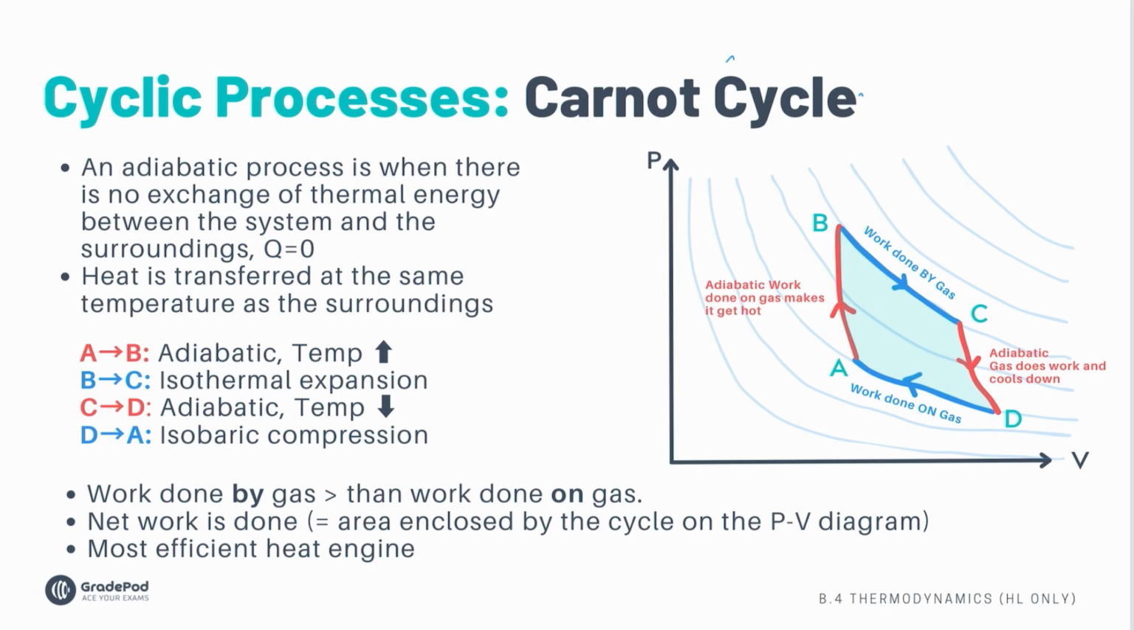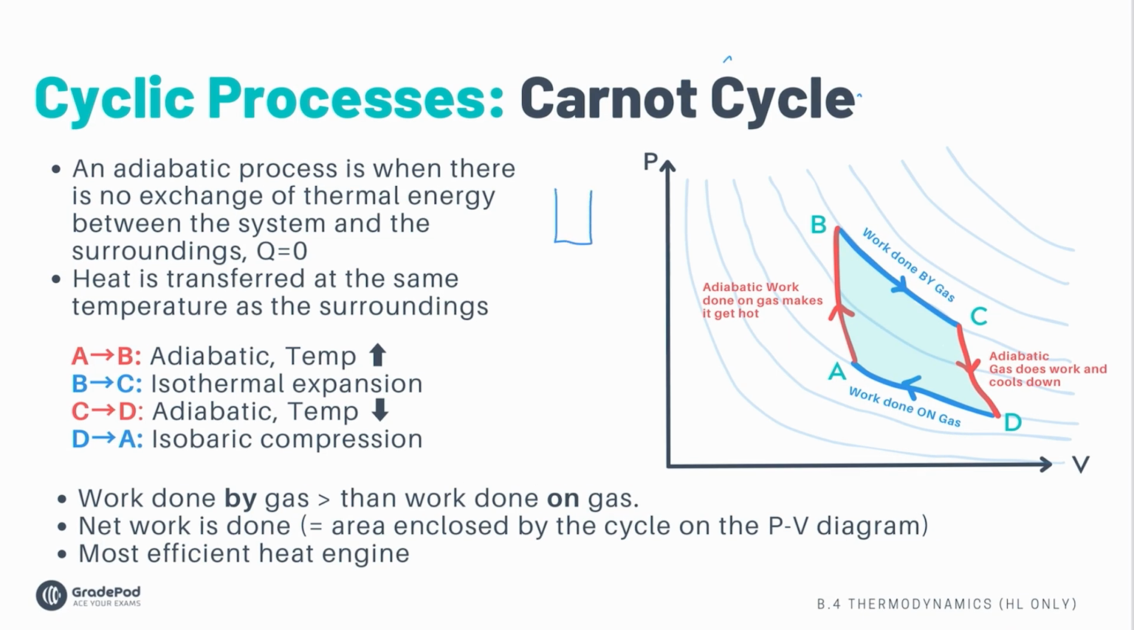Let's go to a special case of a cyclical process. It's called the Carnot cycle. As we talked about before, an adiabatic process is when there is no exchange of thermal energy between the system and the surroundings. So we talked about our piston. We know we've got gas in here. This piston is going to go up and down, but it doesn't do it by using any thermal energy. There's no exchange between the surroundings and the system of thermal energy.